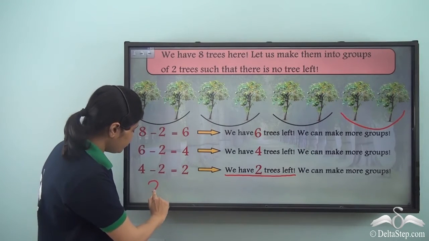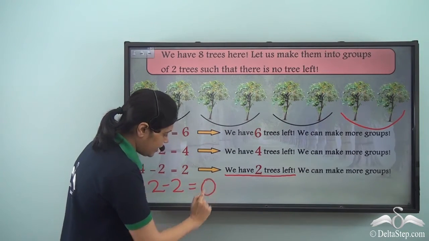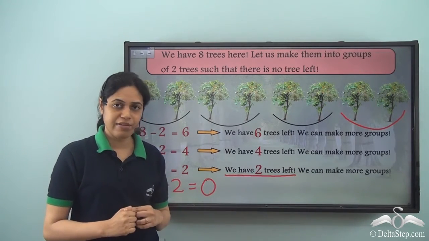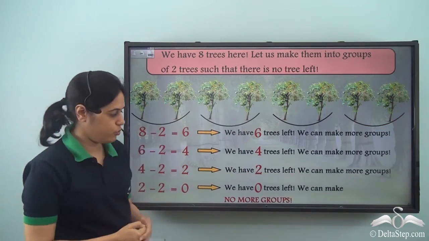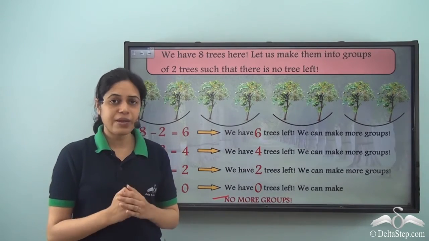Now from the 2 trees which were left, I subtract 2 and I have 0 trees left. So there are no more trees left. So now I cannot form any more groups. So no more groups can be formed.